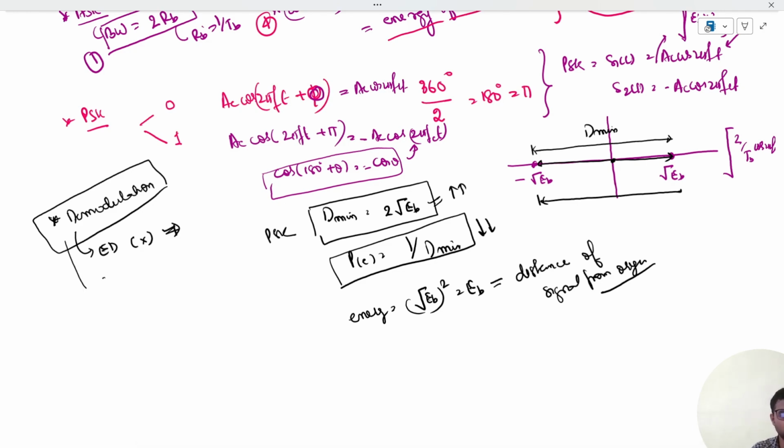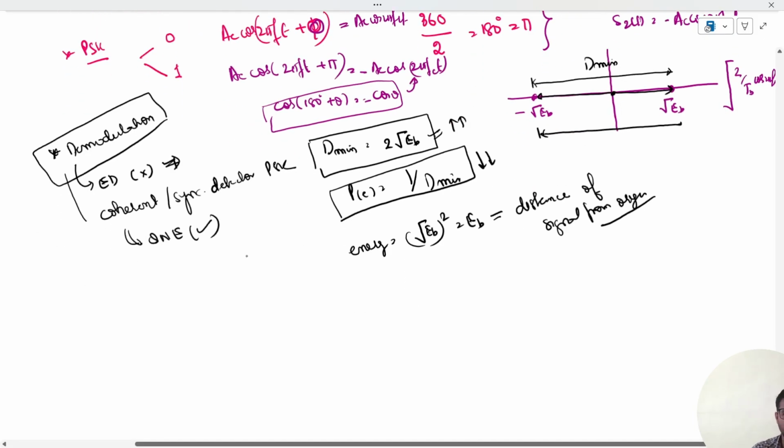Second point, so what are we going to use? We are going to use the coherent or synchronous detector. Is it affected by quadrature null effect? Yes, it is affected by quadrature null effect. ASK is also affected by quadrature null effect, and this is also affected by quadrature null effect.